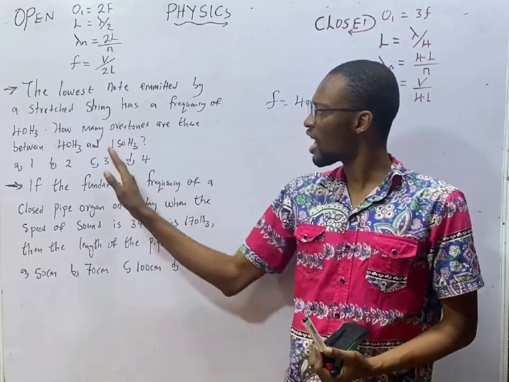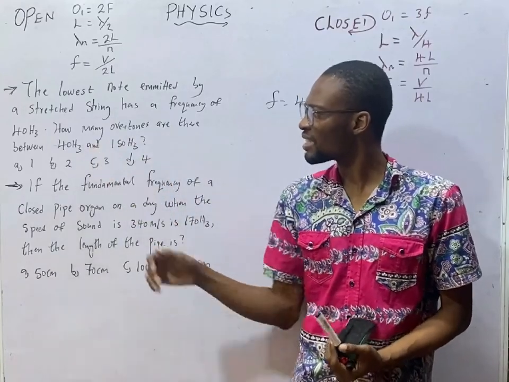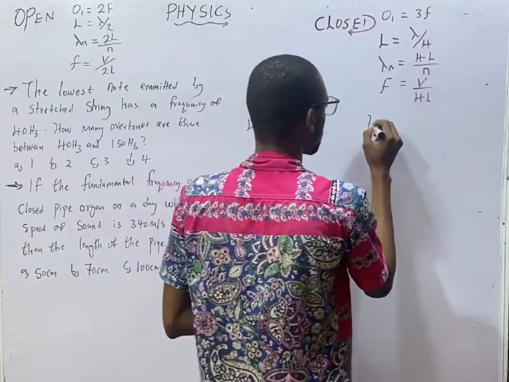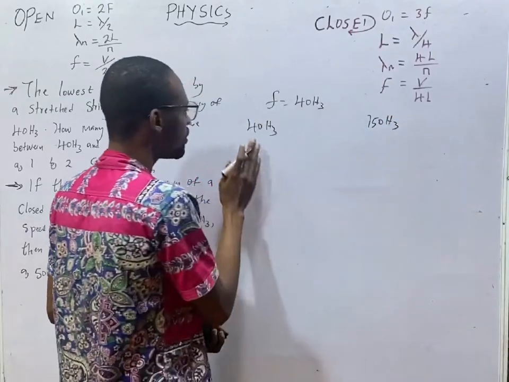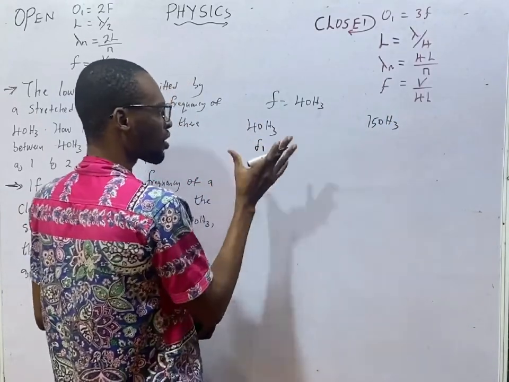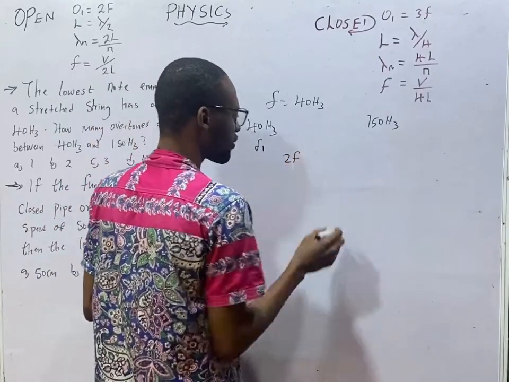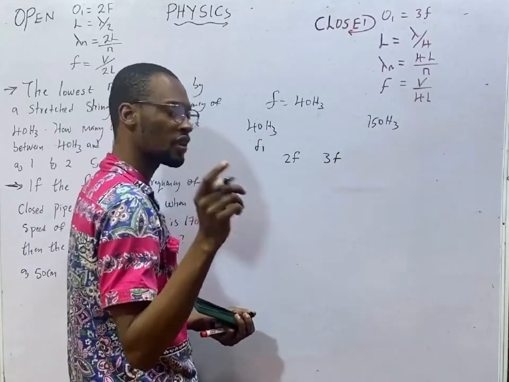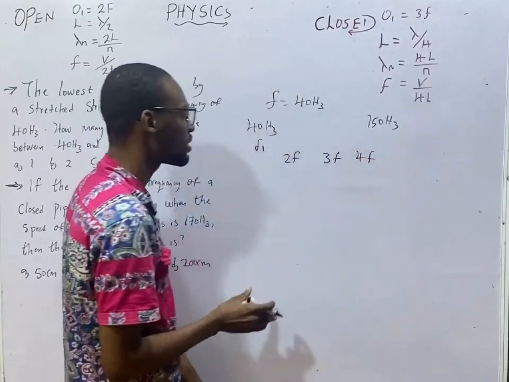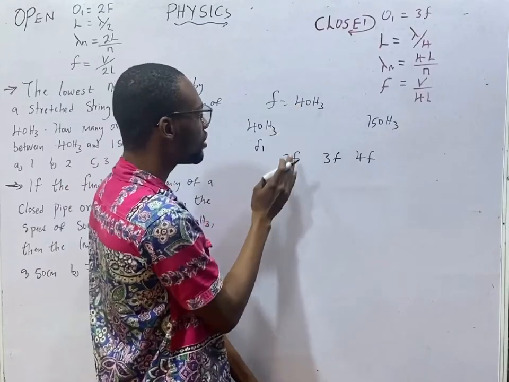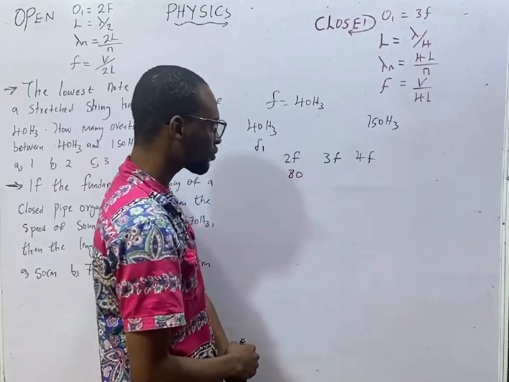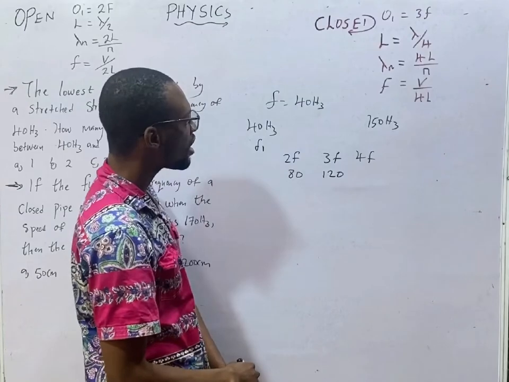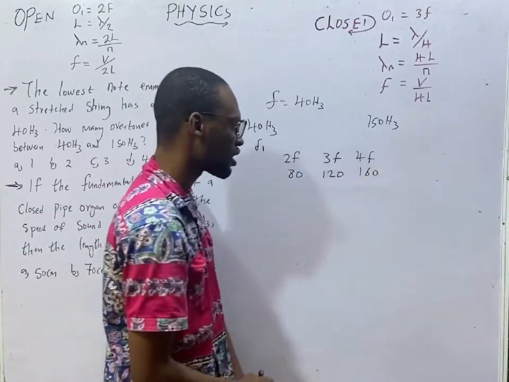We are now told, how many overtones are there between 40 hertz and 150 hertz? So this is 40 hertz, this is 150 hertz. If this is the fundamental frequency, the first overtone will be 2f, the second overtone will be 3f, the third overtone will be 4f. So let's see, if f is 40, 2f will be 80, 3f will be 120, 4f will be 160, if I am correct.